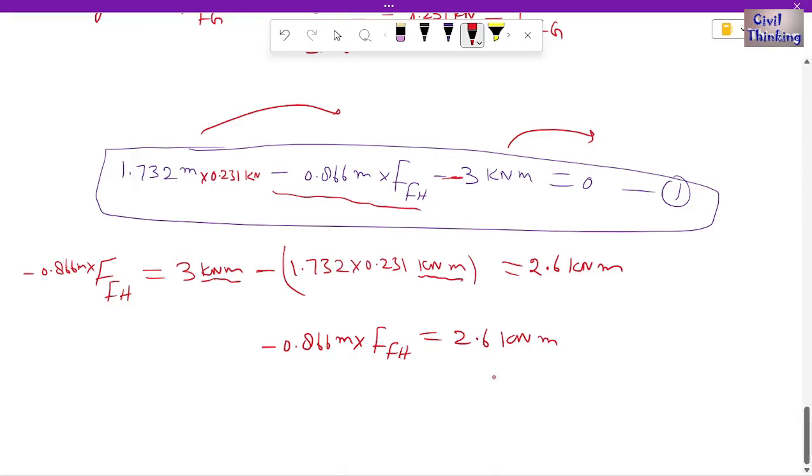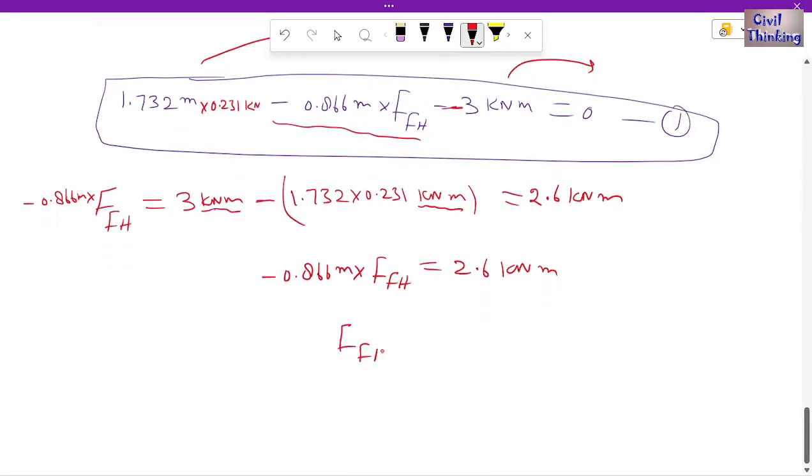Kilonewton meter. So from here I will get the value of FH to be what? 2.6 kilonewton meter divided by negative 0.866 meter. Okay, so meter and meter will cancel out, so whatever it is going to be is in kilonewtons. Okay, so let me use a calculator to find the value. It is 2.6 divided by negative 0.866. Okay, it is minus 3 kilonewton. So we found the value of FH to be minus 3.